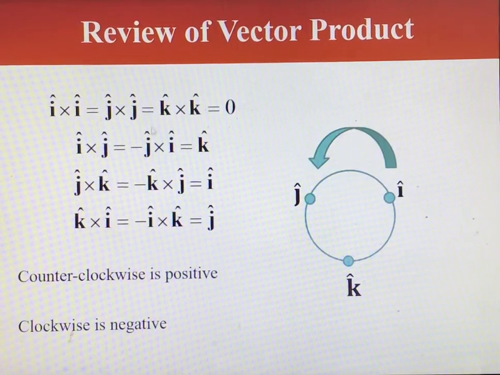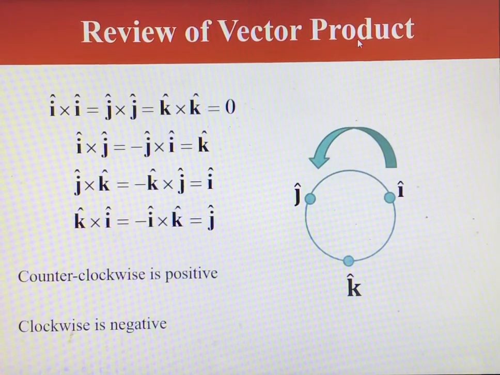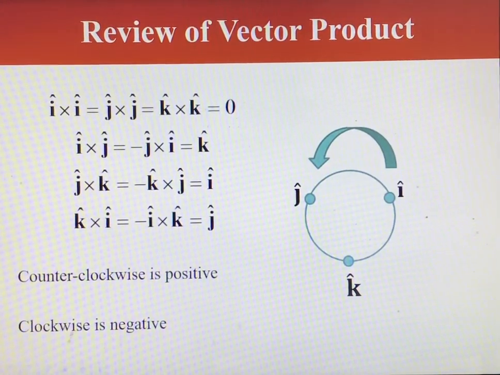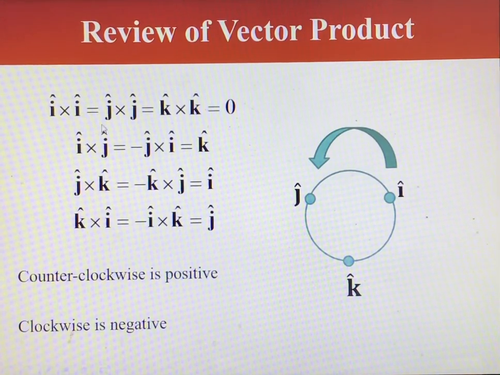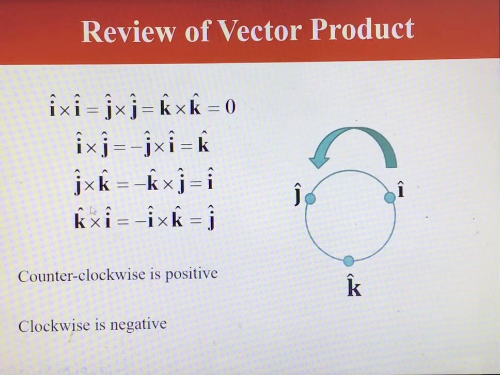Now I want to talk a little bit about the vector products. So this is just like a review. Something that you should remember is that if you take the cross product of vector i and vector i, it should be equal to 0, and the same for j and j, and k and k. Now if you take i cross j, it equals k, and -j cross i is also k, and so on.